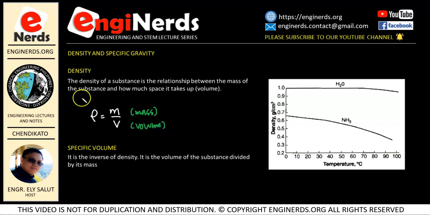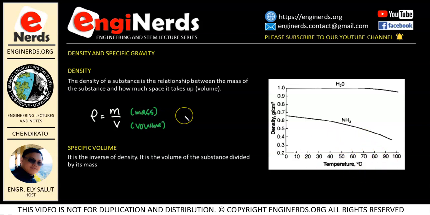Well, density is a function of temperature. As you can see from the graph right here, we have water and NH3, ammonia. And makikita natin dito that the density of the substance is changing depending on its temperature. Well, compared sa density ng ammonia, yung density ng water is more stable, no? But for most materials, katulad ng ammonia, medyo malaki yung pagkakaiba ng ating mga density at varying temperature.